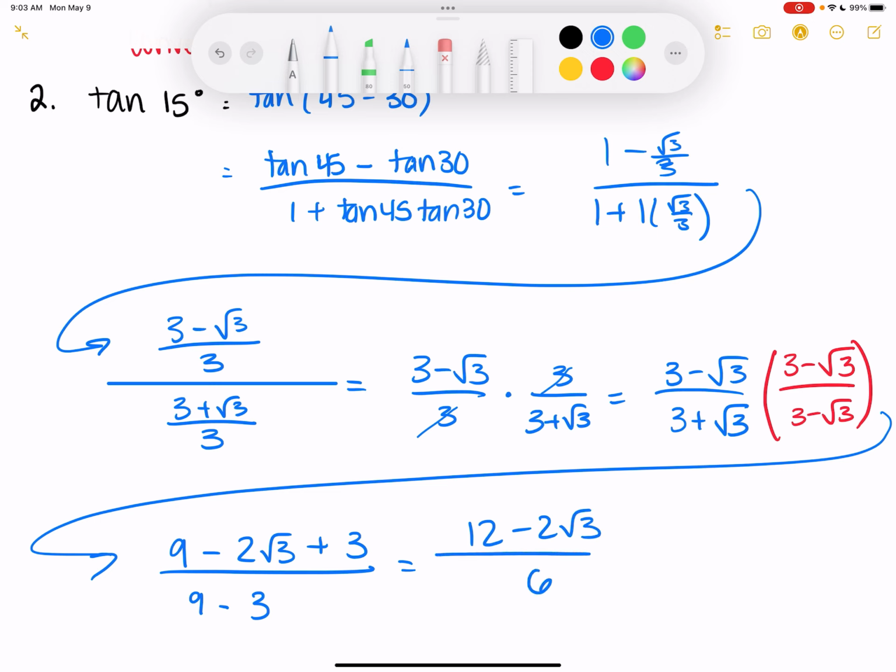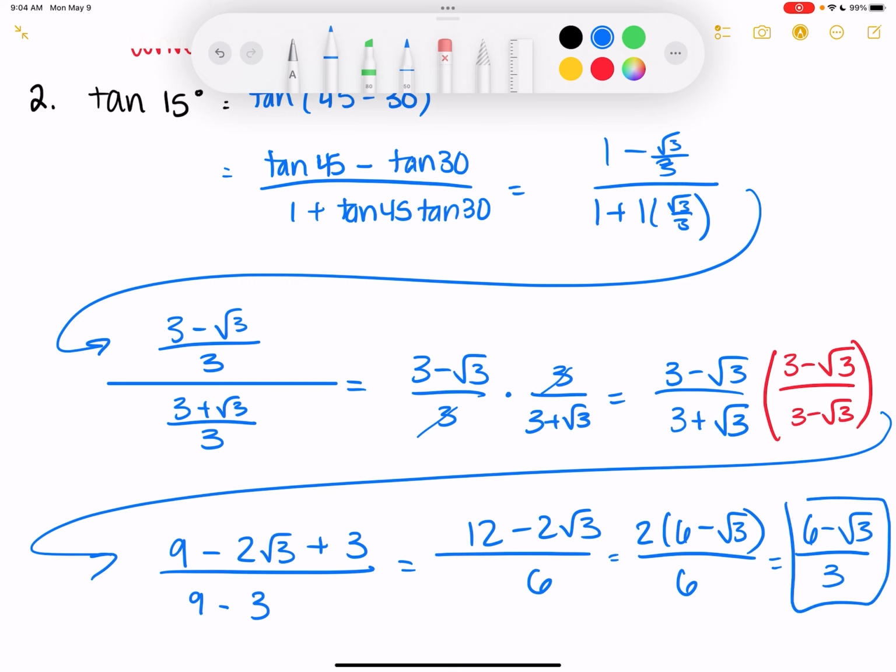I can take a 2 out of both things on the top, so that's going to be 2 times 6 minus the square root of 3 over 6. The 2 and the 6 can reduce to 6 minus the square root of 3 over 3. Oh goodness, is that the answer? Yep. That was a lot.